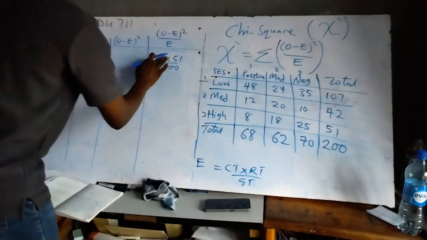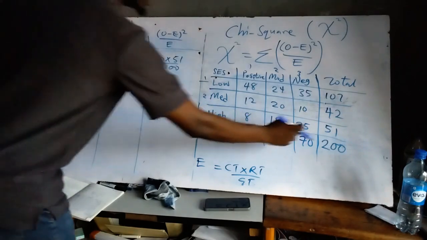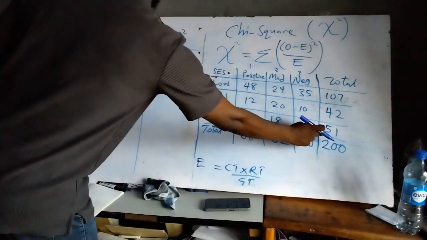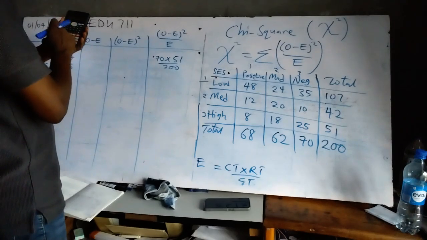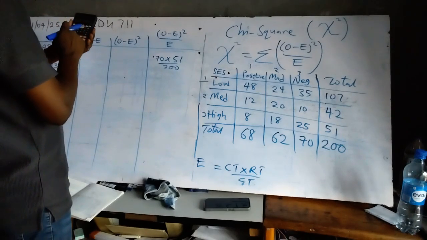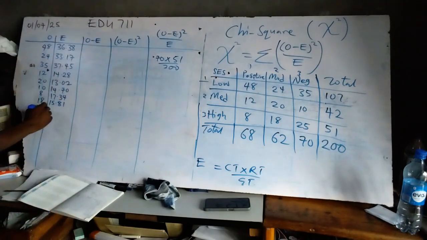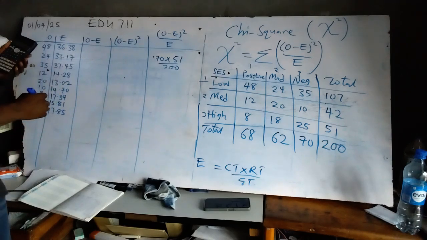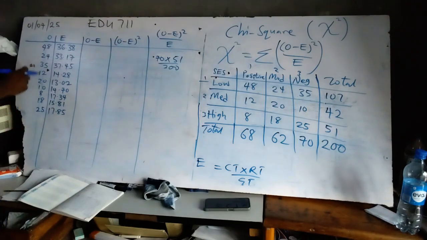Then the last is 25. Column total is 70. And the row total is the same thing, 51. So 70 times 51 divided by 200, 17.85. So that is that.